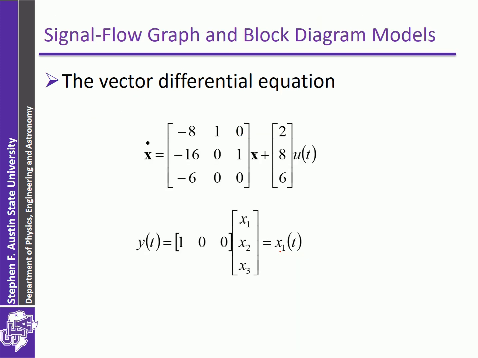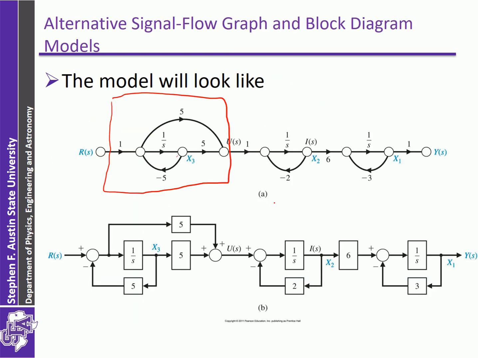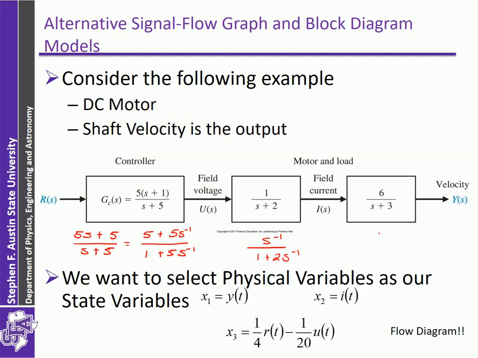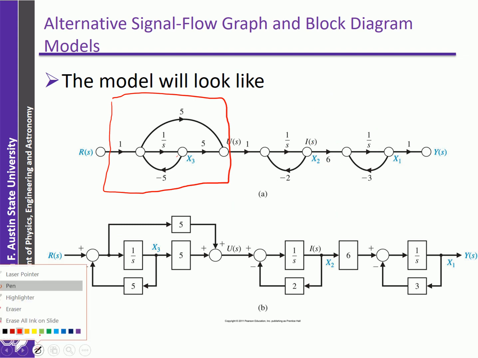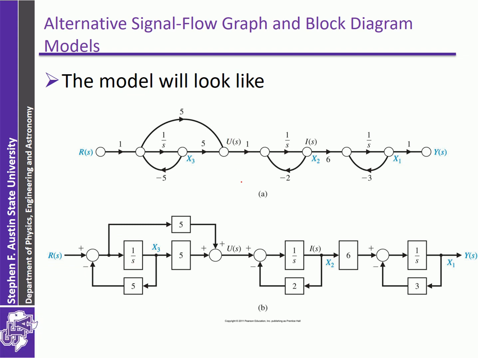So what we have is one forward path and one feedback loop. And then finally, we have the last one, which is going to be 6 s to the power of minus 1 over 1 plus 3 s to the power of minus 1. So going with that, we have the transfer function here. Now we're going to pick all our transfer functions, or our state variables.